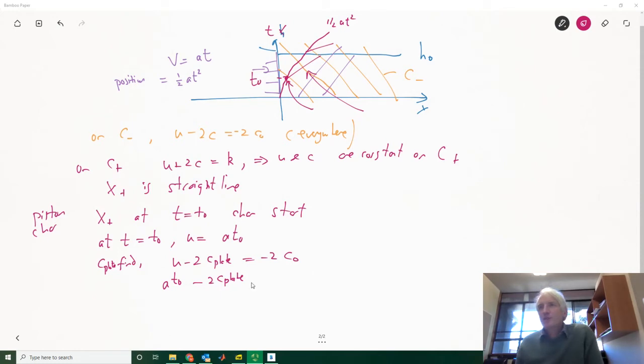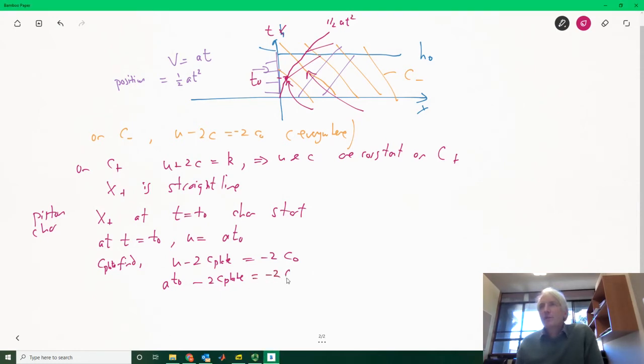A t naught minus 2C plate is minus 2C naught. So the C plate, which is basically the wave height at the plate and all the way along this characteristic. Remembering that, of course, C is the square root of gH. So the speed or the height of the fluid on the plate, you can convert one to the other. We solve this equation here. So what do we get? We get C plate must be equal to C naught plus a half a t naught.